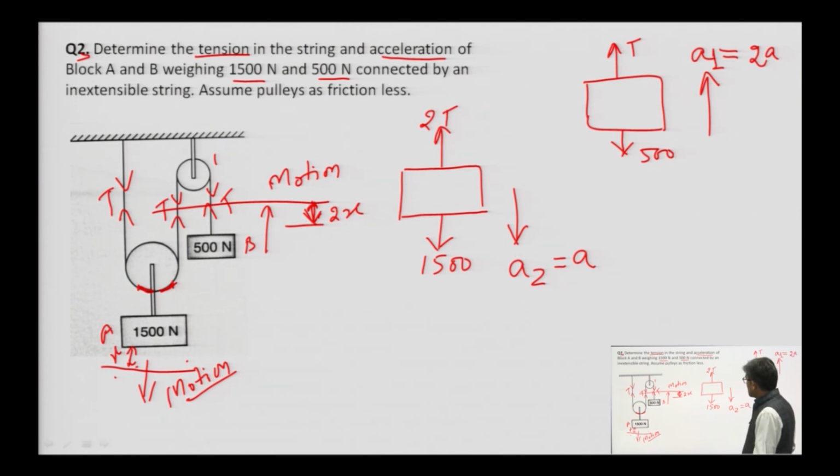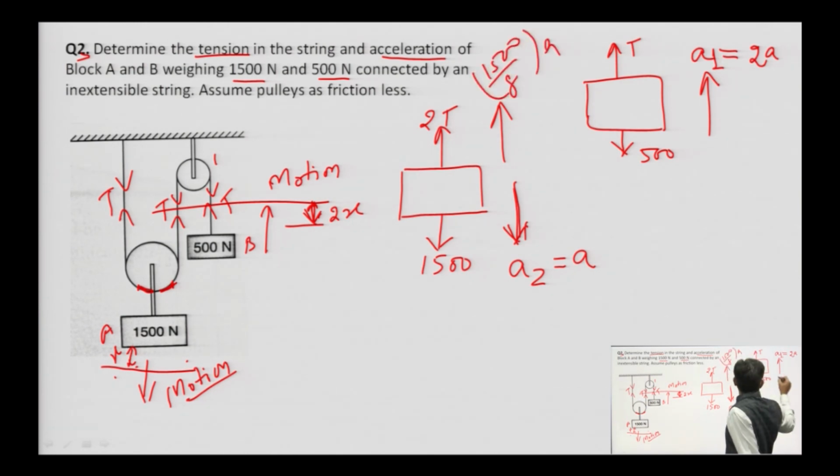So, we have the free body diagram, then we can apply the inertia force. The direction of the motion is this, so the inertia force will act opposite to it. It will be 1500 divided by g into a, and for this one, in the direction shown, it will be 500 by g into 2a.